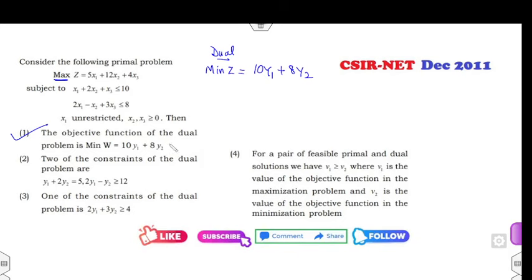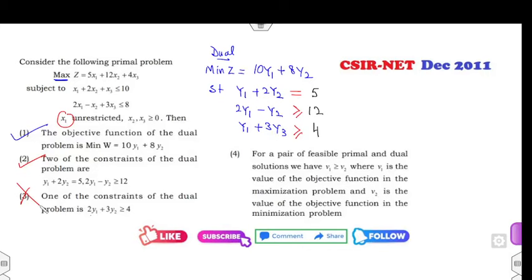Okay. Second is the constraints. So the first constraint corresponds to the x1 column of the objective function, the second constraint corresponds to the x2 column, the third constraint corresponds to the x3 column. Fine. The right hand side is my 5, 12 and 4. What will be the sign of the constraints? x1 is unrestricted, this is the first column corresponding to the unrestricted equality, and both are my greater than sign, so that is my this. So clearly the second option is also satisfied. Third, 2y1 is not possible.